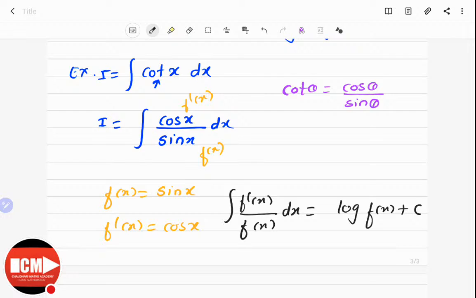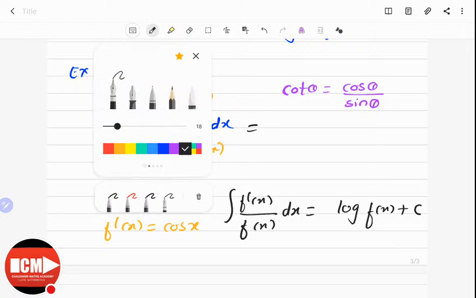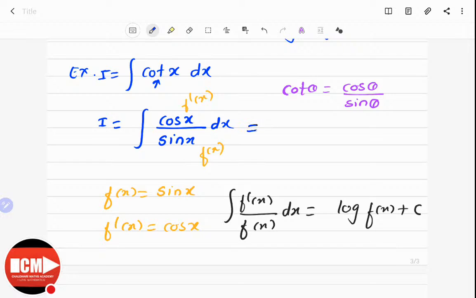Absolutely correct. Many of you are writing the final answer perfectly. The final answer for this is log of sin x. Absolutely correct, friends. Here I am writing the final answer, log of sin x.